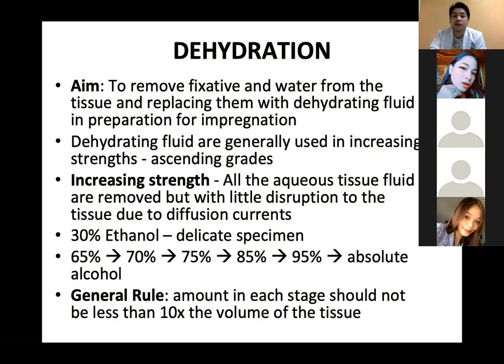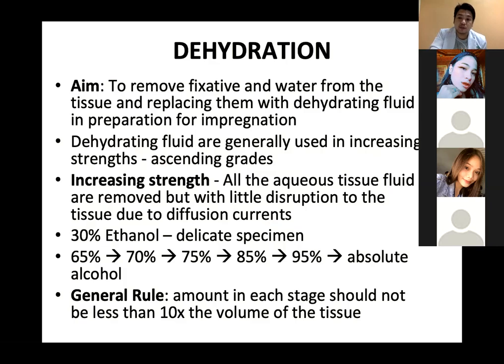What is the most common impregnating medium? The most common is paraffin, and it is not miscible with water. Ibig sabihin, it does not mix well with fluid. Dehydrating fluids are generally used in increasing strength or ascending grades. The most common dehydrating fluid, class, is alcohol, and we use it in ascending grade. Why? So all aqueous tissue fluids are removed, but with little disruption of the tissue due to diffusion current. So that's the reason why it is in ascending grades.